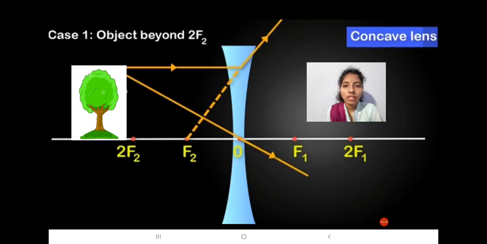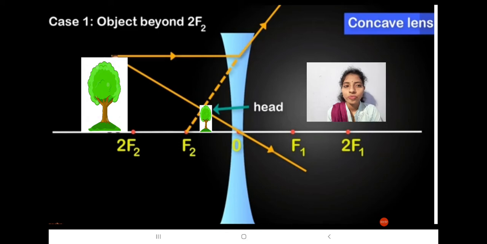Now draw the other ray diagram. When the ray is passing through the optical center, it moves in a straight path. The light ray will not deviate here. So now where will the image be formed? Yes, you can see here the intersection of these two light rays. At this point the image is formed. So this is the head of the image.